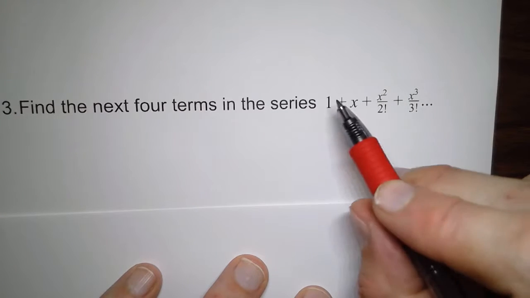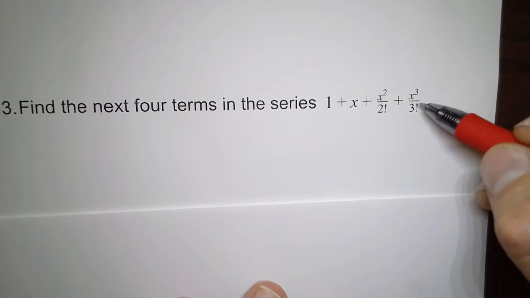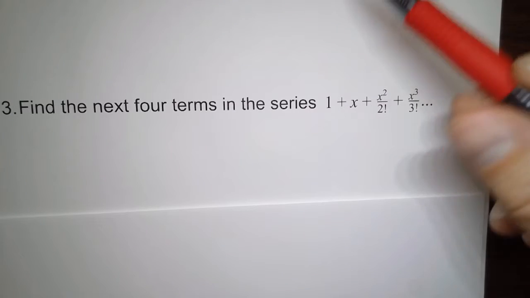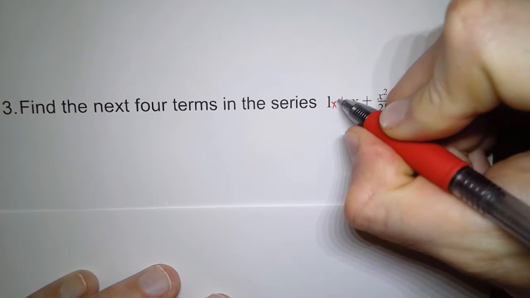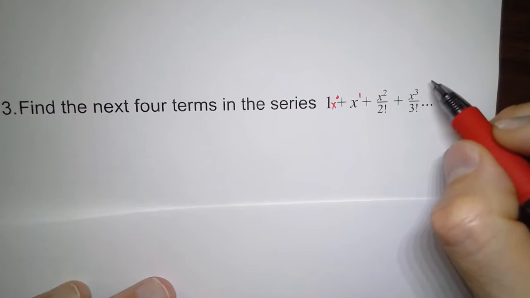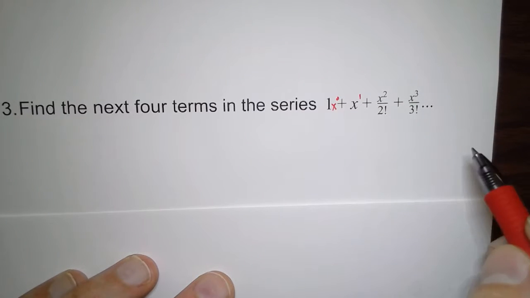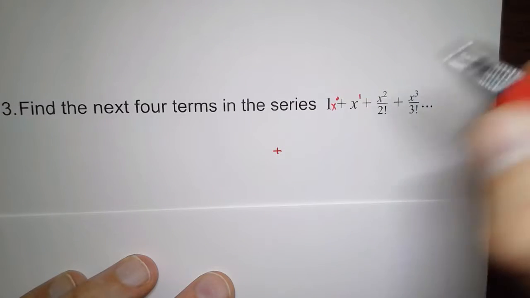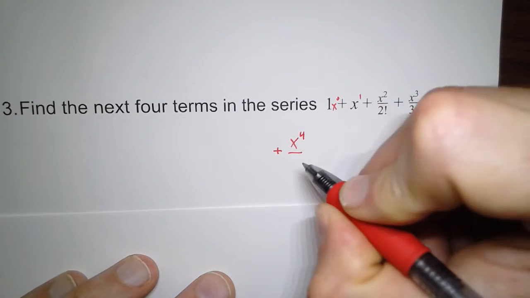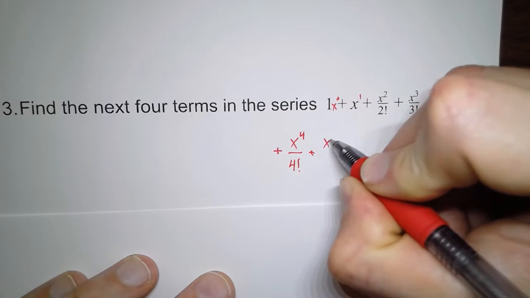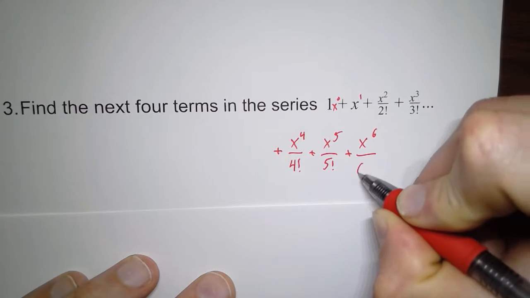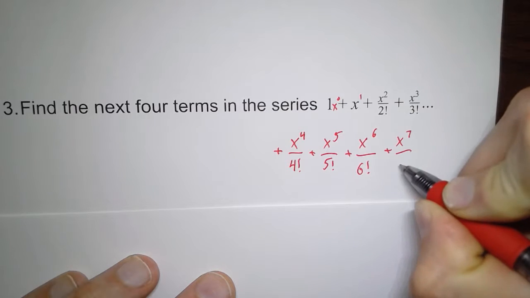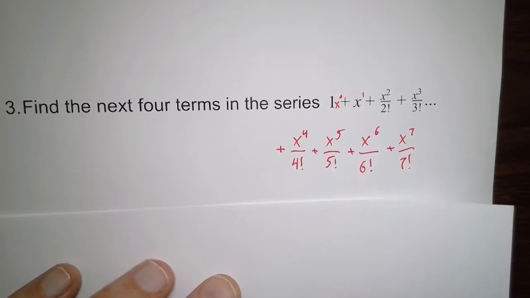Now, this last one on this page, here we have 1 plus x squared over 2 factorial plus x cubed over 3 factorial. In the previous two, we were going with all odds or all evens, and now, here we've got x to the 0, here we've got x to the 1, 2, 3. Now we're not skipping anything, and they're all positive. So that means the next term is going to be plus x to the 4th over 4 factorial plus x to the 5th over 5 factorial plus x to the 6th over 6 factorial plus x to the 7th over 7 factorial. So that's the next 4 terms in this series.